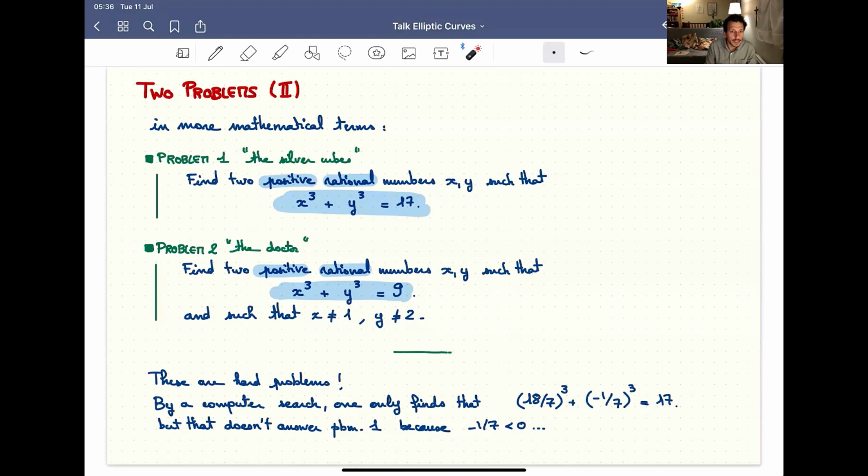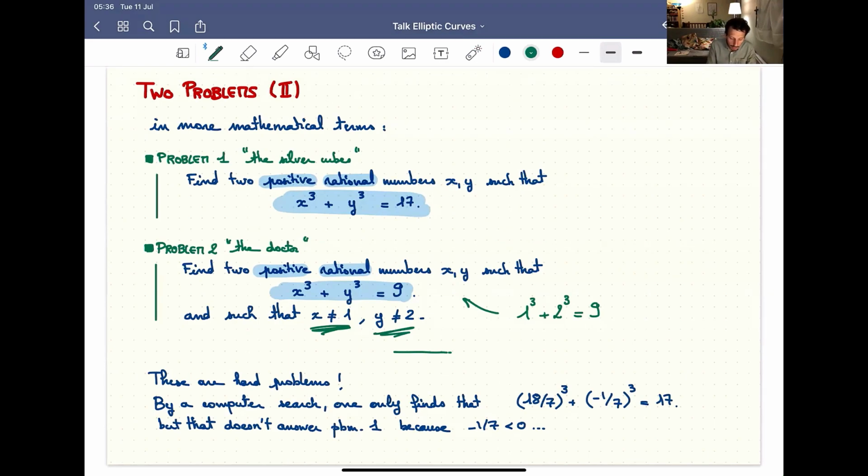And if you do this, you don't actually find any solution to those problems. The only thing you find, if you do this, is that you probably will recover the fact that 1 cubed plus 2 cubed is 9. But this, of course, isn't a solution because you want x and y to be different from 1 and 2 in the second problem.